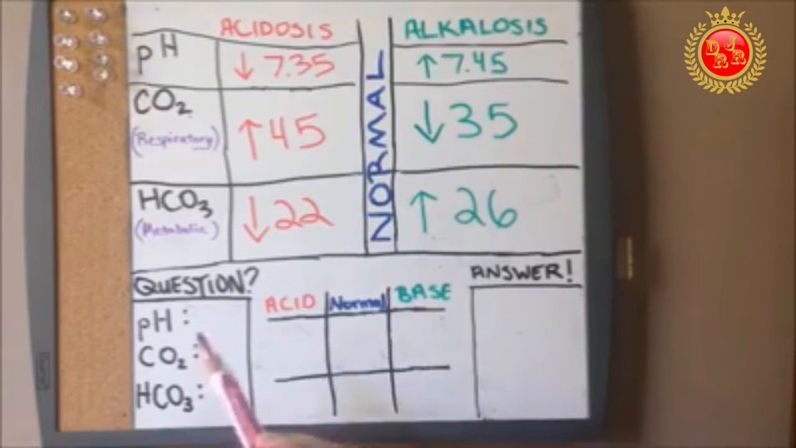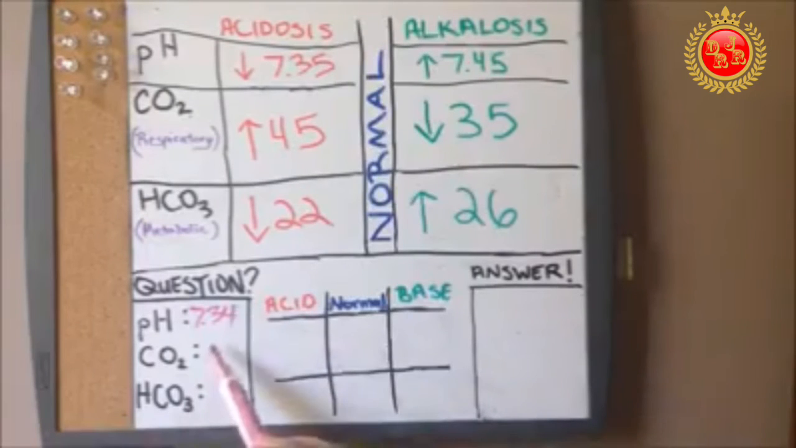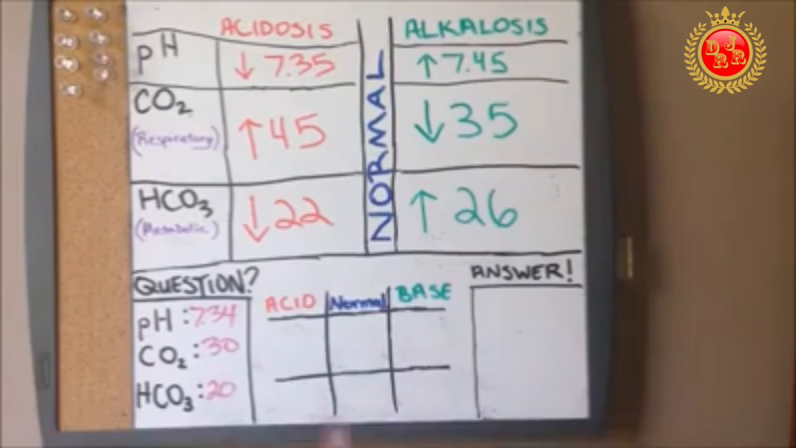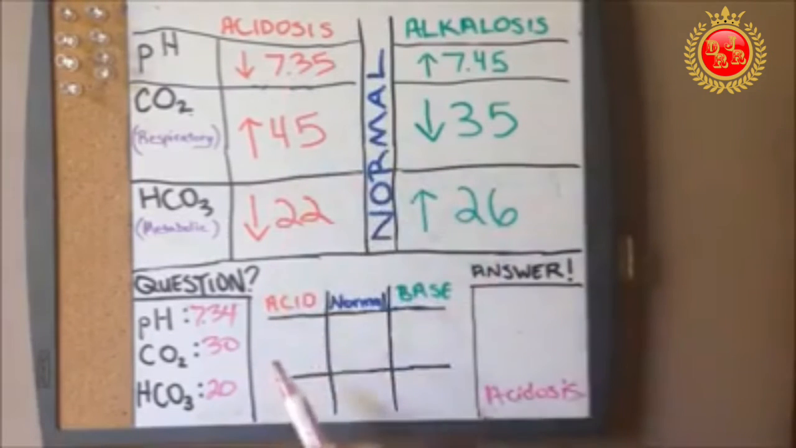We have a pH of 7.34, a CO2 level of 30, and a bicarbonate level of 20. Start with the pH, 7.34. It's just below 7.35, but it is still below. Therefore, we have acidosis. And since the pH is in the acidosis column, we write it down here in the acidosis column.